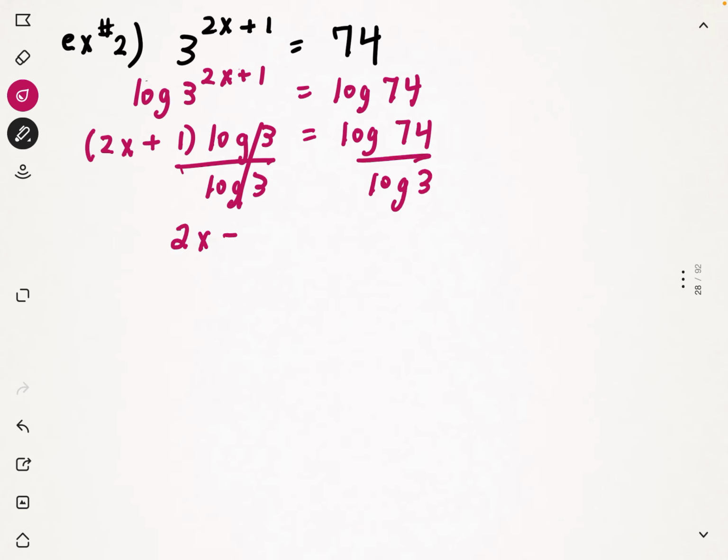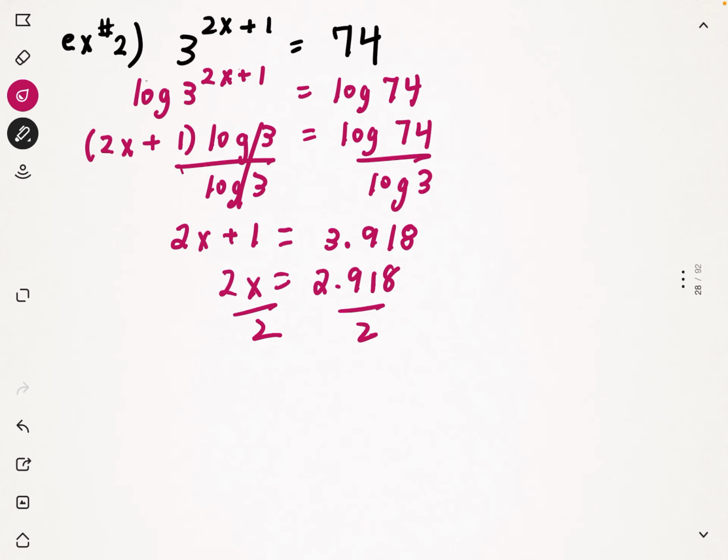Then you can make a decimal number, rounding to 3 decimal places. Once again, you could go log 74 divided by log 3, and you're going to get approximately 3.918. And here, you just go a couple of extra steps to get x by itself. You bring the 1 over, so you have 3.918 minus 1, which is 2.918. Then you divide by 2, and when you divide by 2, you get an answer of approximately 1.459. And that is it.